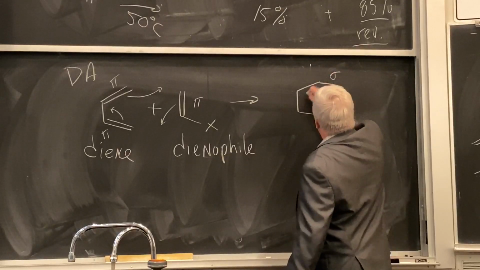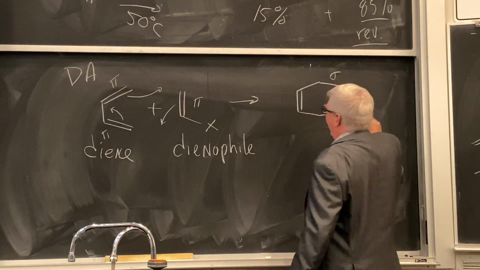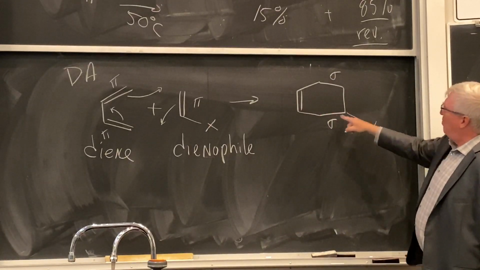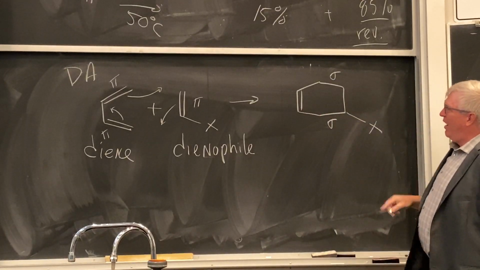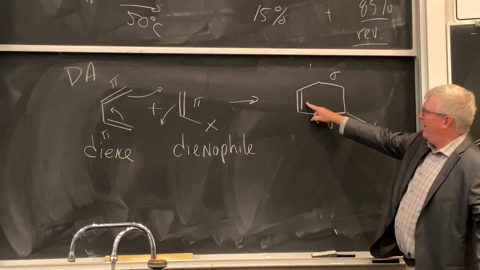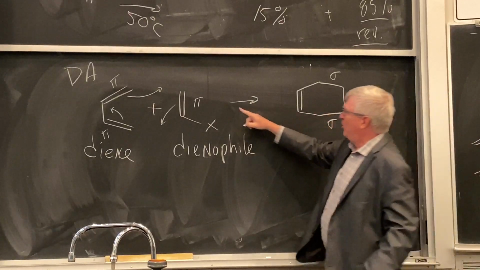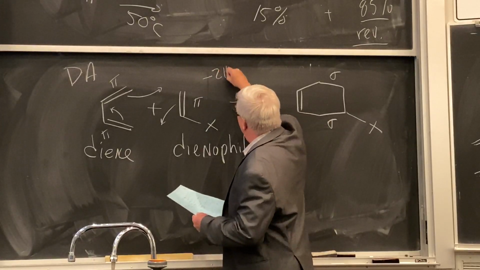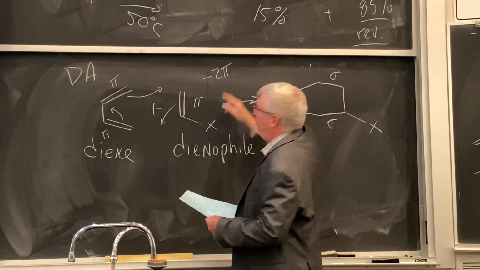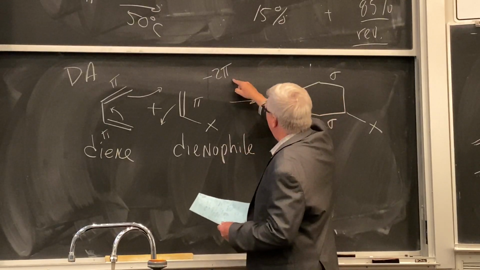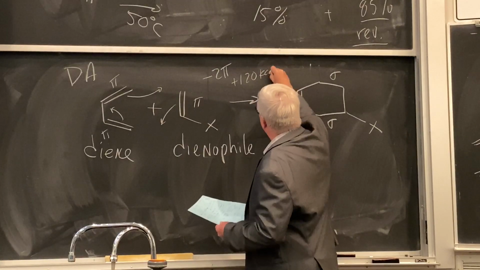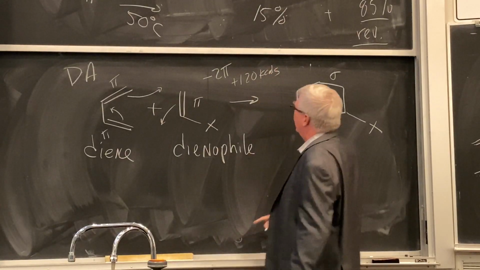And the new sigma bonds are right there and there, okay? So it makes a cyclohexene. But you can see the pi bonds kind of went away. Well, one of them's still there, right? So what did we lose? We lost a total of 2 pi bonds here. 2 pi bonds went away. Each pi bond's worth about 60 kcals per mole. So that's costing us about 120 kcals to break 2 of them.